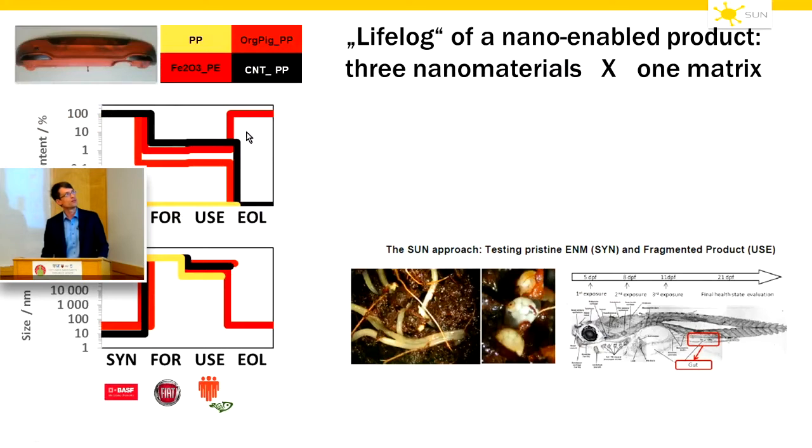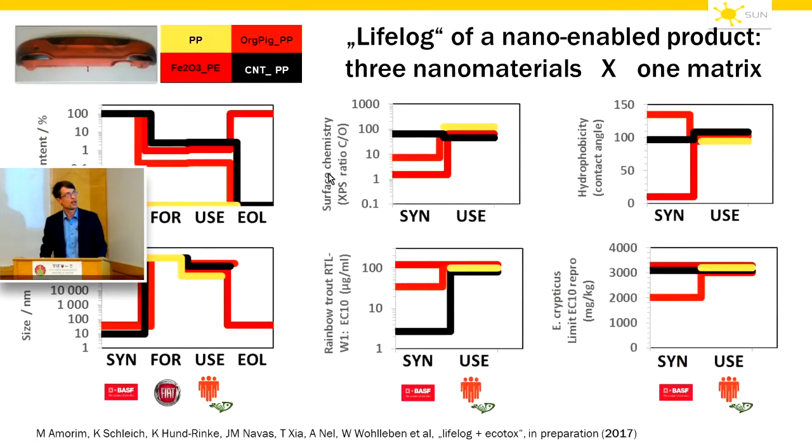And you see how over the life cycle, the iron oxide content is the only one that remains at 100%, because that's a value that I took from our incineration studies here. It remains, we know that it is again 100% at the end, but 0 if we assume waste incineration for CNT or organic pigment. And we can do the same for size, and we can do the same for surface chemistry, XPS, hydrophobicity. When we look at cytotoxicity in rainbow trout cells, we look at the toxicity in the earthworm, Enchytraeus crypticus. We always find an assimilation of the nano-enabled fragment properties to the matrix.